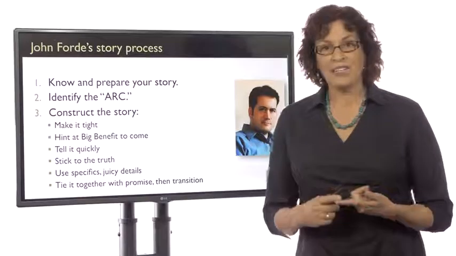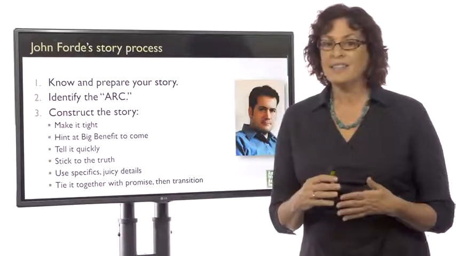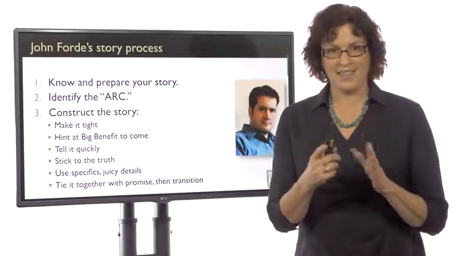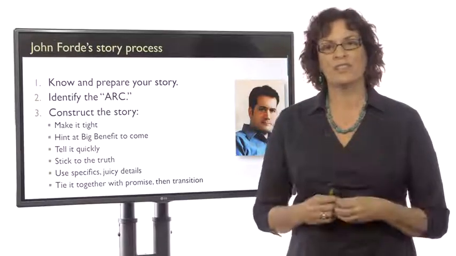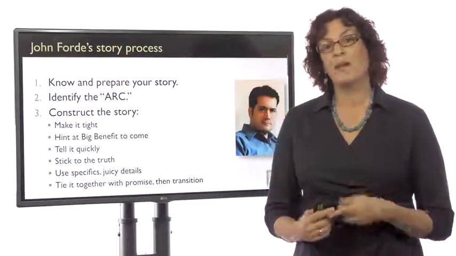Finally, construct the story. So you want to make it very tight. You want to hint at the big benefit to come, like that play piano one did. And then you want to tell the story quickly. Use as few words as possible to convey the picture of that story. Stick to the truth. That makes it easy.